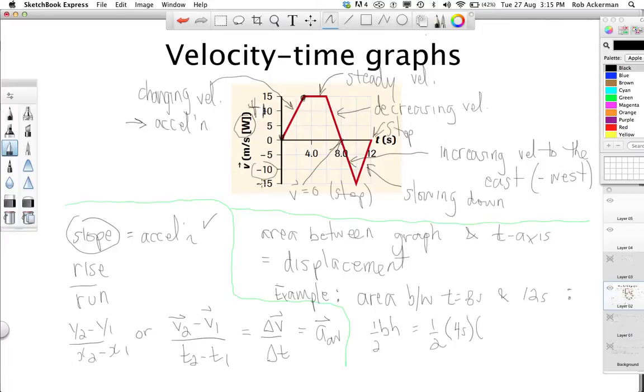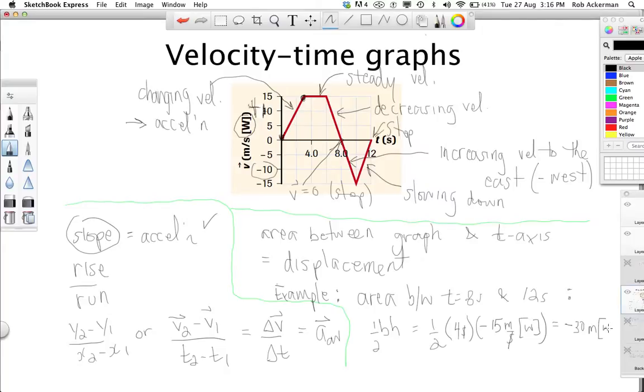Negatives matter here because we're dealing with vectors. Negative 15 meters per second west. So I'm going to write that in here, negative 15 meters per second west. And when I figure that out, what does that give me? A half of 4 is 2, times 15 is 30, and that's negative 30 meters. Seconds cancels with seconds, and I'm left with west. Or negative 30 is the same as positive 30 meters east.